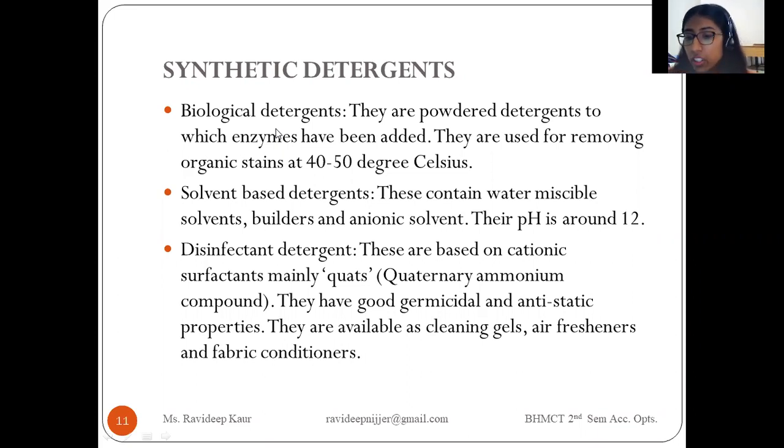So disinfectant detergent is mainly obtained from cationic substances, and they have good germicidal and anti-static properties. These disinfectants have these two properties of removing germs, and they are available in cleaning gels. So you could get disinfectant detergents in the form of cleaning gels, air fresheners, and fabric conditioners. This is how disinfectant detergents are used.